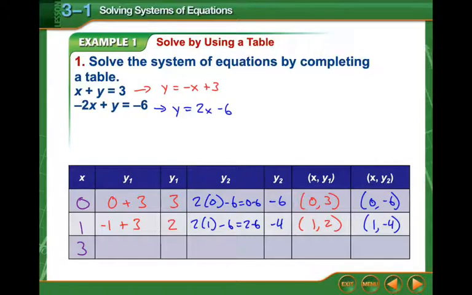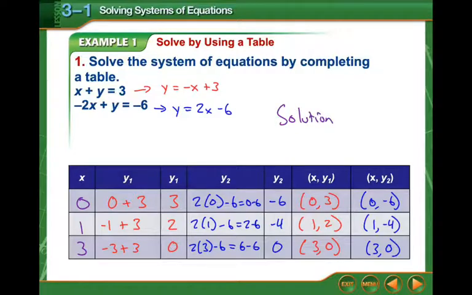And now we're ready to go for the next one. We got negative 3 plus 3, which is 0. So that one is at 3, 0. And then 2 times 3 minus 6. 2 times 3 is 6. 6 minus 6 is 0. And we got our like point, 3, 0. So our solution is at 3, 0.